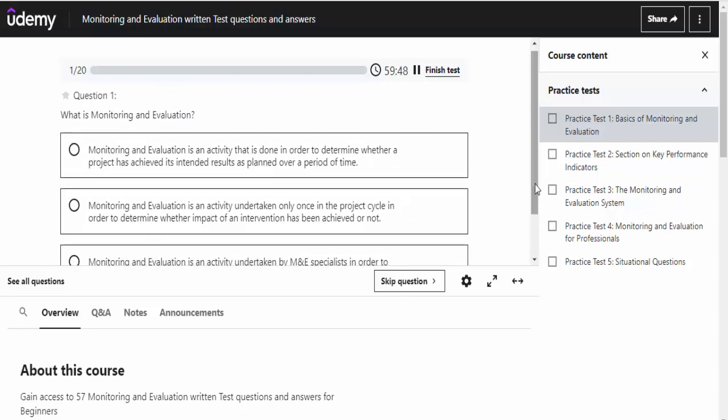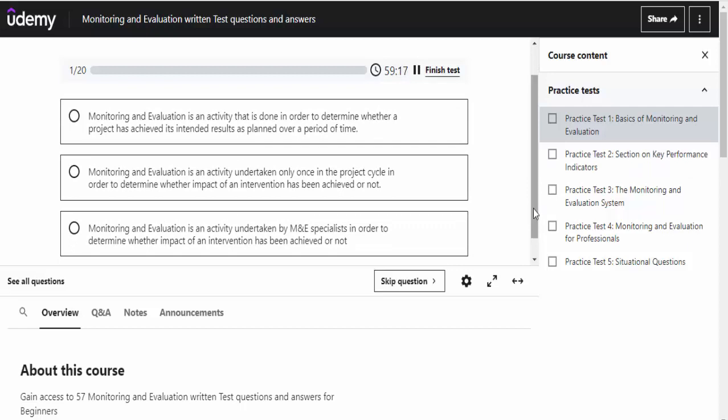What is monitoring and evaluation? So there are three responses. There are options. M&E is an activity that is done in order to determine whether a project has achieved its intended results as planned over a period of time. M&E is an activity undertaken only once in the project cycle in order to determine whether impact of an intervention has been achieved or not. M&E is an activity undertaken by M&E specialists, okay, and so on.